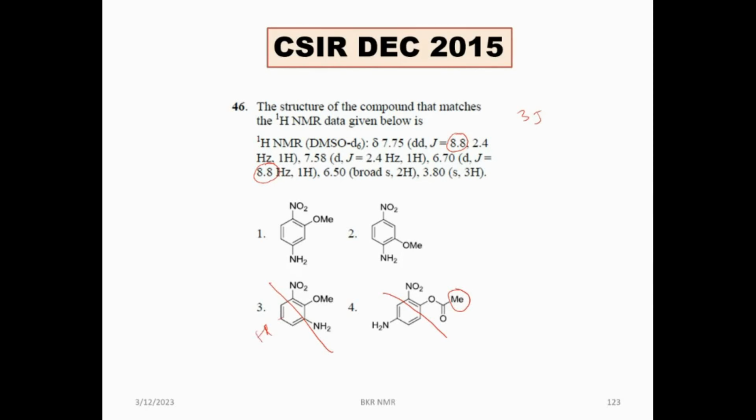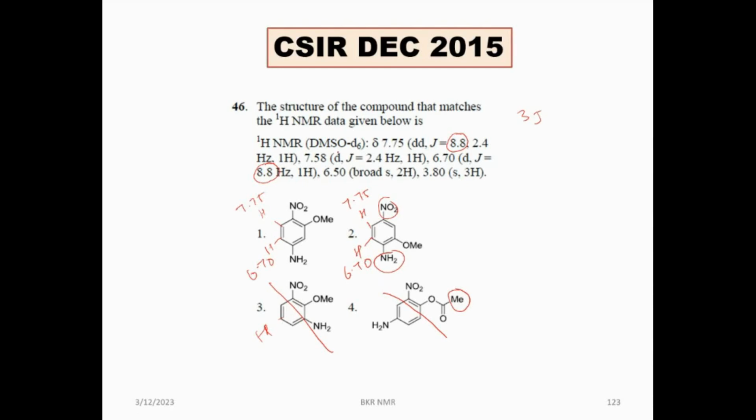Okay, so I go for 1 and 2. If I take these hydrogens, they are the 3J coupling protons, 8.8. So this one, being next to the nitro, is 7.75. This one, being next to NH2, is 6.70. Similarly, this is 7.75 and 6.70. Up to here it is okay for me.